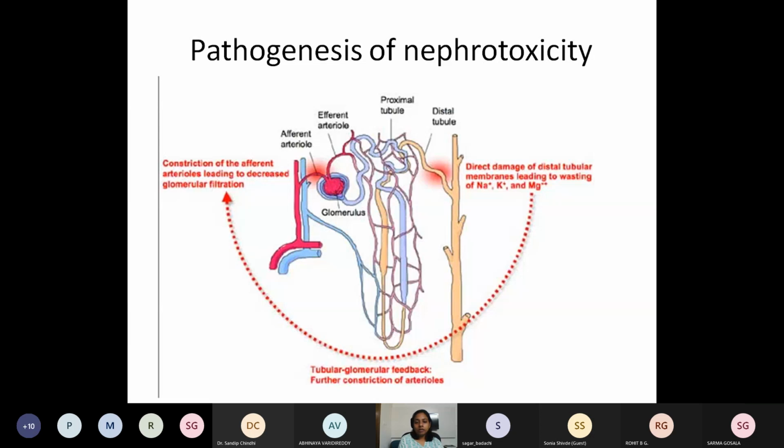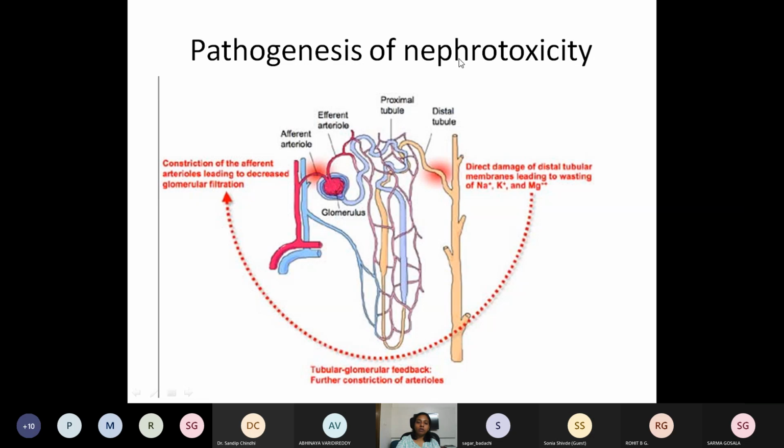So why does it really happen? They have identified two mechanisms. One is that there is an efferent arteriolar vasoconstriction due to amphotericin. Now what happens is, I told you there is a lot of cholesterol, and amphotericin B, unlike the lipid formulations, has more uptake in the LDL cells, which are very rich in the renal system, and that is why there is an increased uptake of amphotericin B here and more side effects.